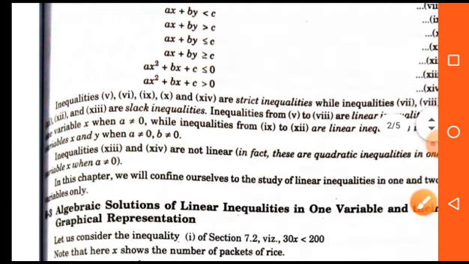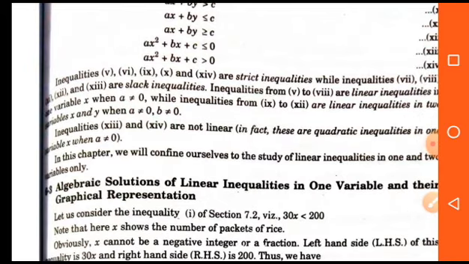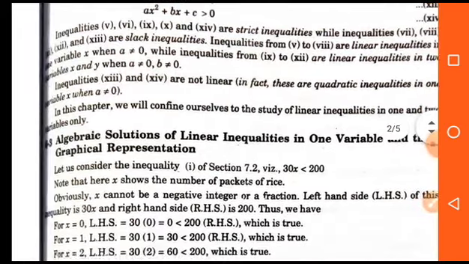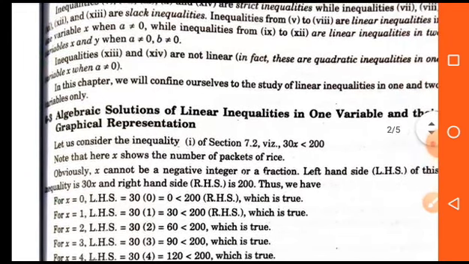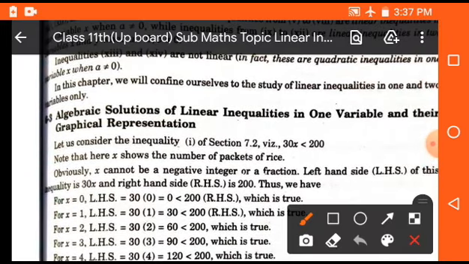Now the algebraic solution of linear inequality in one variable and its graphical representation is given as follows. If we consider the linear inequality 30x is less than 200 and put some different values in this inequality, we find the solution set of this linear inequality. If we put x equal to 0, then we find that 0 is less than 200. So it is a solution of the linear inequality. In the same way, if we put x equal to 2, 3, 4, 5, then we will find all the solutions of the linear inequality.